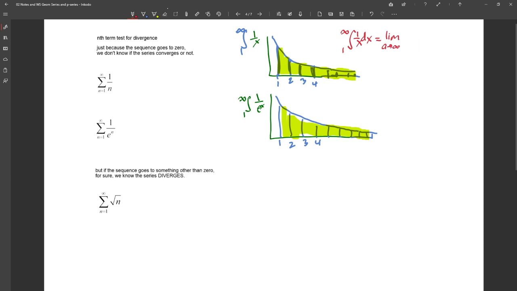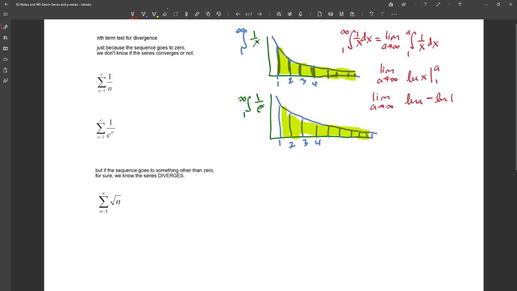Well, let me just take it one step at a time. The integral from 1 to a of 1 over x dx was equal to the limit as a goes to infinity of ln of x from 1 to a. And then remember, this is the little brother. You just carry him down, limit as a goes to infinity of, first you plug in the a, then you plug in the 1, then you slap a minus sign in the middle.